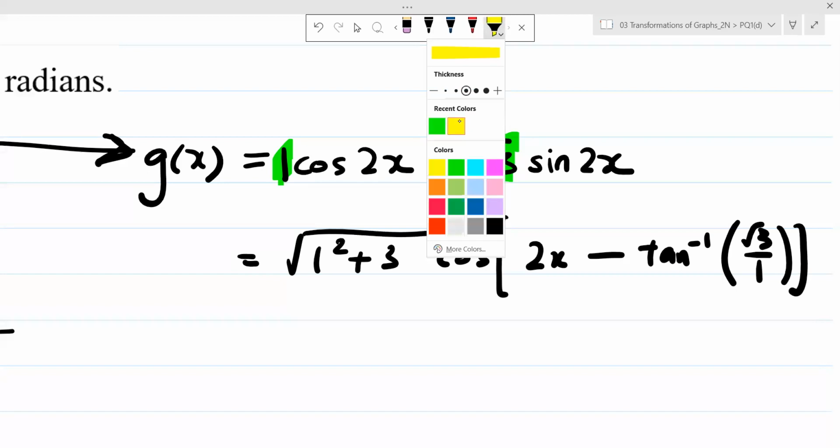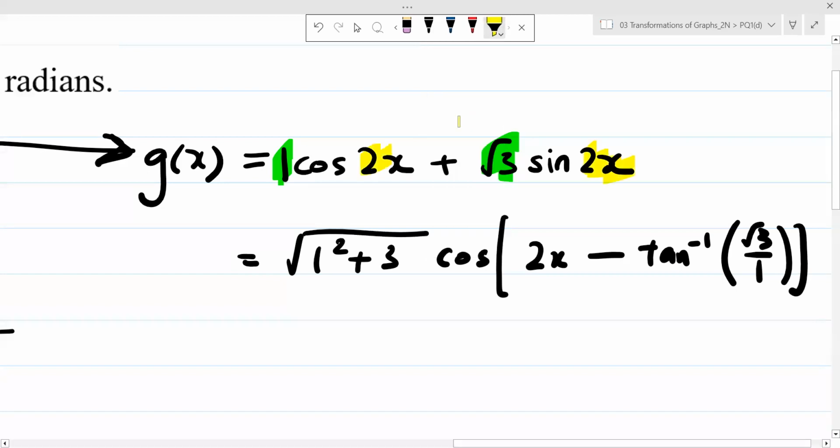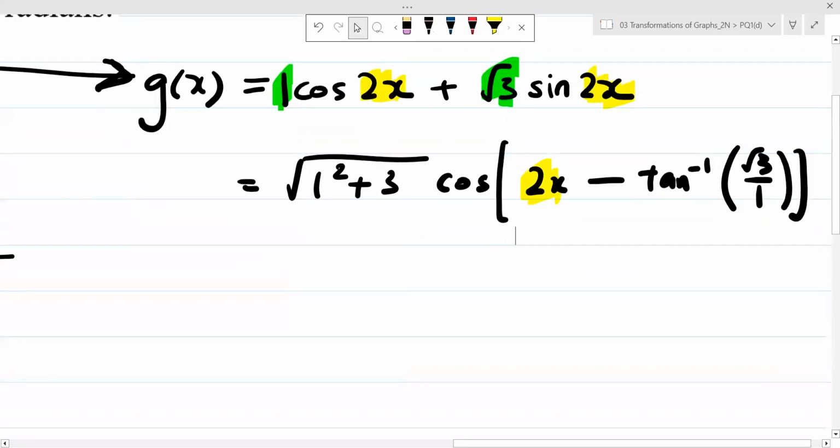Then because the angles now are 2x, not x, so I follow through. What's inverse tangent square root 3? Pi over 3. Well done.